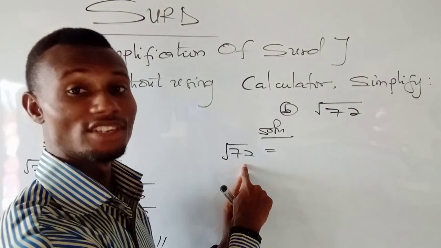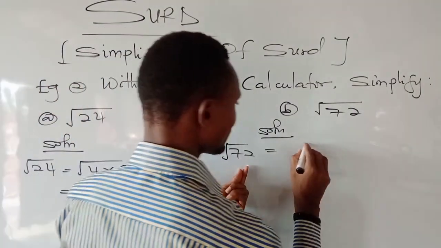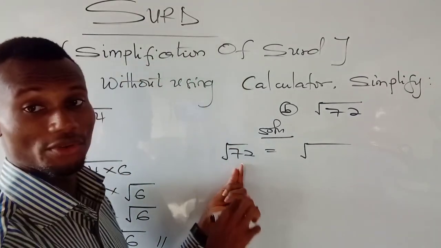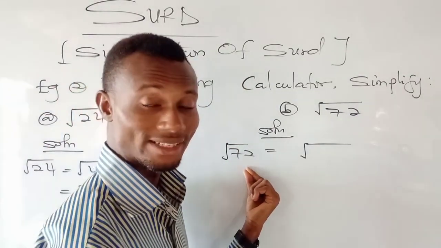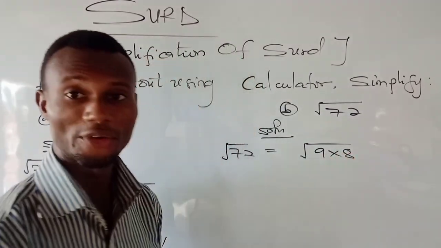Okay, 9 times 8 gives 72, and 9 is a perfect square. So in place of the 72, I'll write 9 times 8. So bring your square root, and the 72, I write it as 9 times 8. So 9 times 8. Hope you agree with me.